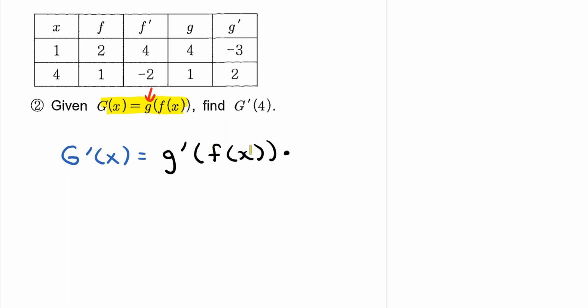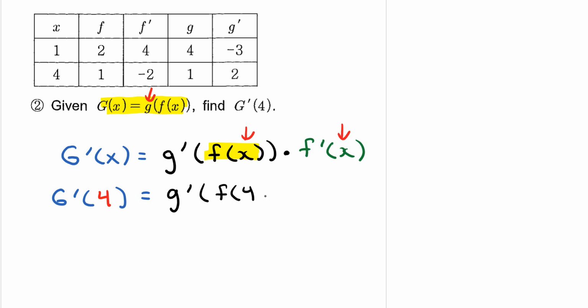And then we take the derivative of the inside here, and the outside function is now f, so that's going to be f prime of x. Perfect, so there's my derivative right there. And now I need to figure out what g prime of 4 is. Anytime you see an x, all the x's will be replaced with the 4. So this will be g prime of bracket f of 4 times f prime of 4.